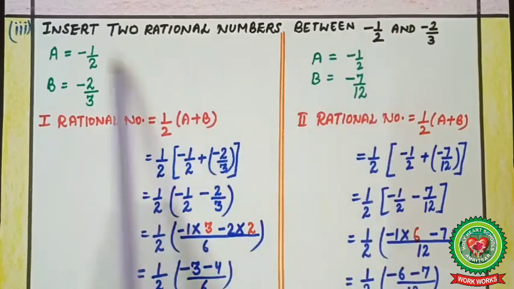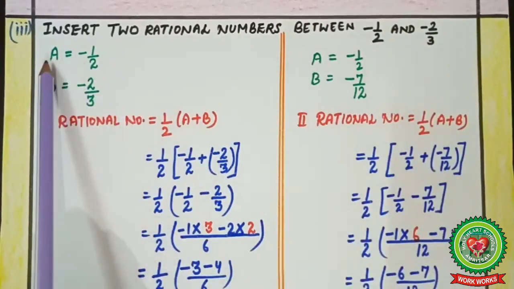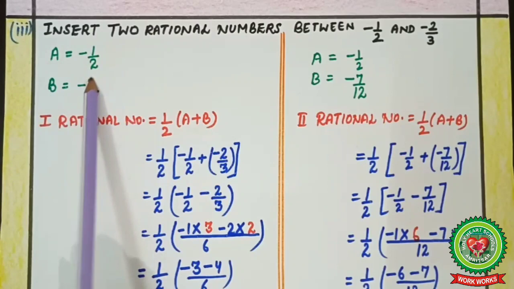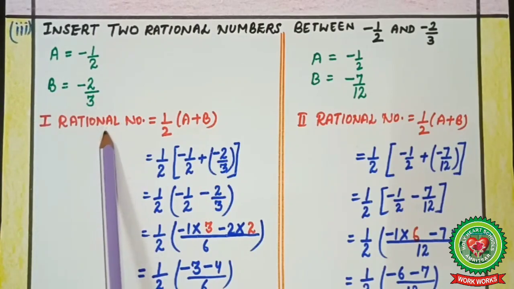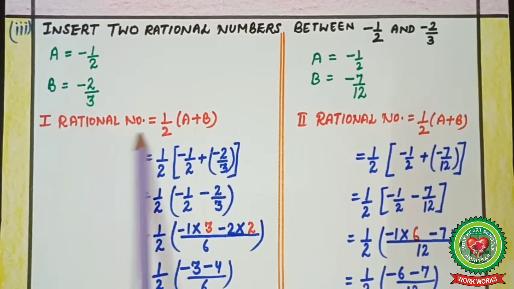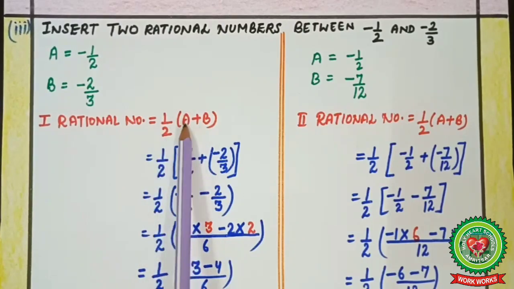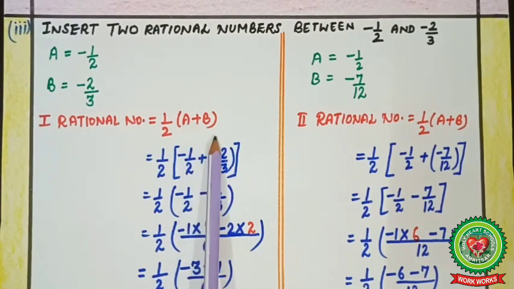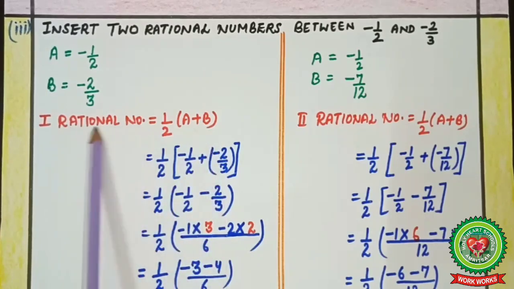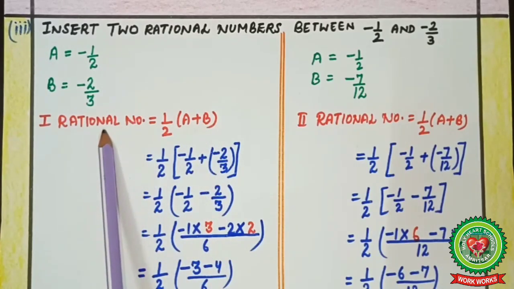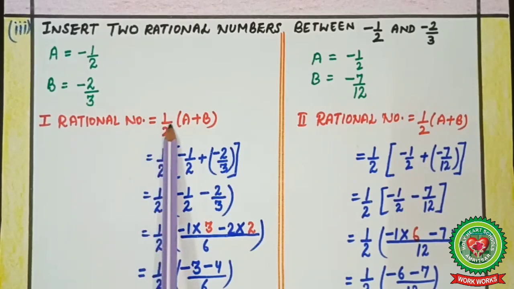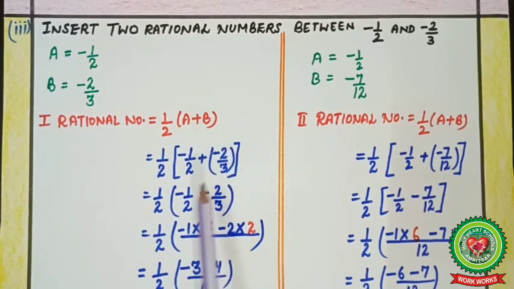Now we will take it as a and b. So your a value is equal to minus 1 upon 2 and b is equal to minus 2 upon 3. Now you will write here first rational number is equal to 1 upon 2 bracket a plus b. Now students, one thing you have to be careful about the first rational number. Nobody will write here the short form, that is r.n. You have to write here the full first rational number, which is equal to 1 upon 2 bracket a plus b. Now put the values here, 1 upon 2 bracket minus 1 upon 2 plus minus 2 upon 3.